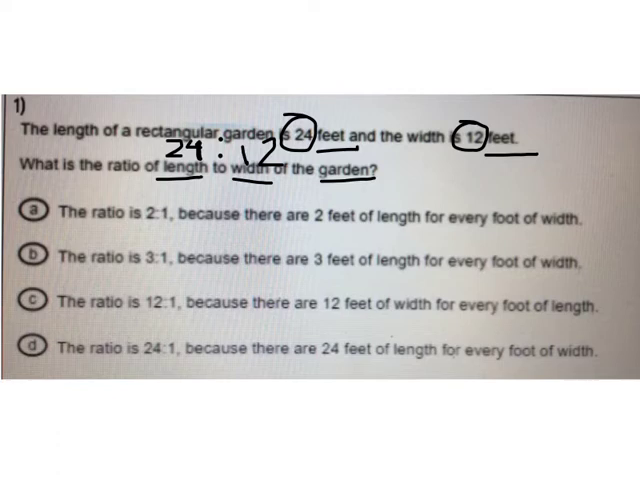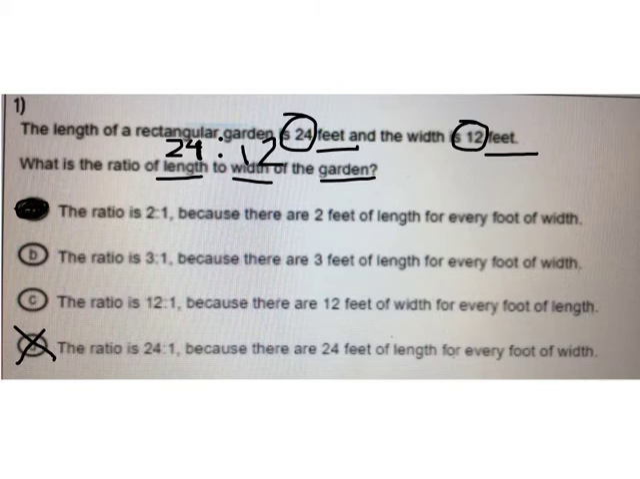As you can see, I've annotated my problem. The biggest misconception here is probably letter D, because I see that the ratio is 24 to 1, and students may read this as 24 to 12 if they're going too quickly. The correct ratio is 2 to 1.